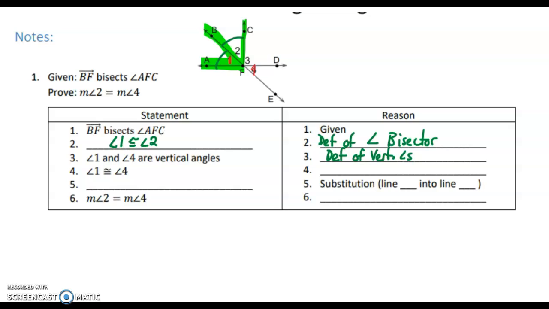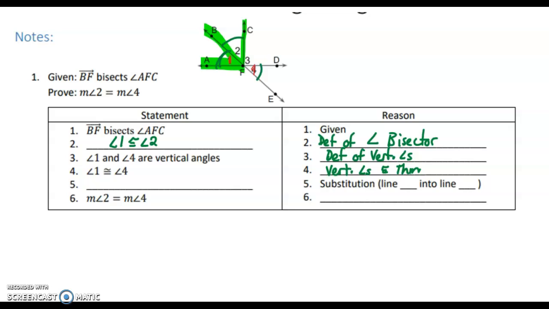So now since we know they are vertical angles, we can go one step forward and say, hey, these are congruent. And we can do that because of the vertical angles congruence theorem. That's the one that lets us go the next step to say, okay, you got vertical angles, then they are congruent. So vertical angles congruence theorem lets us go that last step.